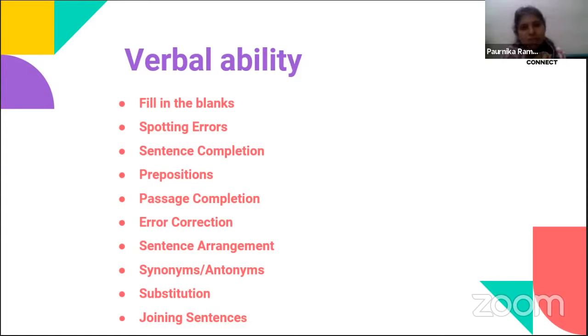So the first type is fill in the blanks. You'll be given a sentence and four options from which you have to pick the most appropriate word or sentence that will fit into the blank. That is fill in the blank. Then spotting the errors, the very, very famous topic. And I was talking about verbal ability being very tricky, right?